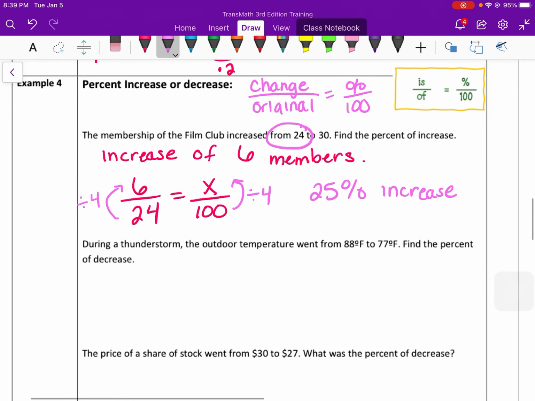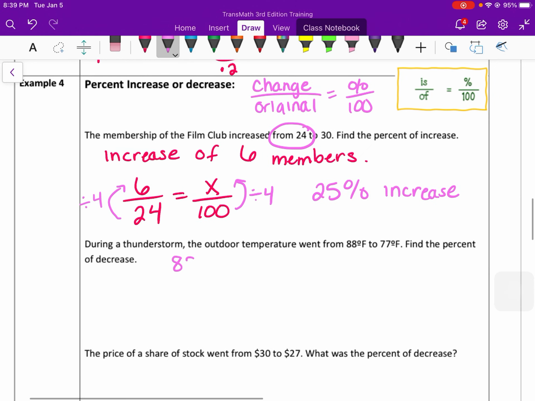So let's try another one. During a thunderstorm, the outdoor temperature went from 88 to 77. Find the percent decrease. So first thing we need to do is find the amount that the temperature dropped. We were at 88 degrees and now we're at 77 degrees. If I want to find the difference, I can subtract 88 minus 77. So that would equal 11. My change was 11 degrees.